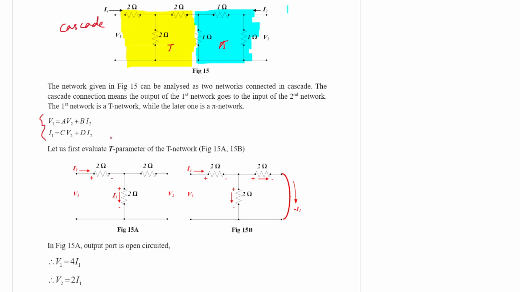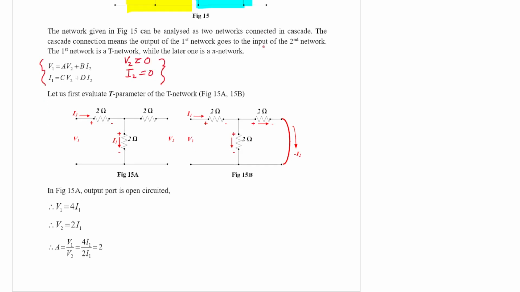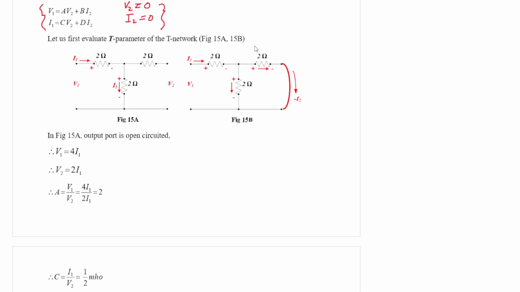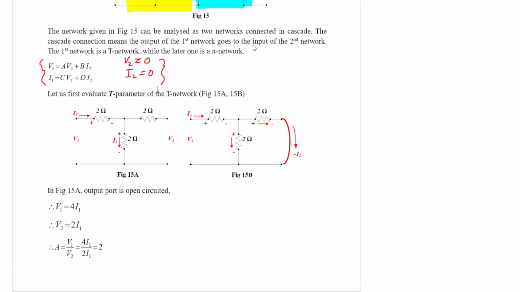So we need to first make V2 equal to 0 at some point of time, and then we have to make I2 equal to 0 at some point of time. So open circuiting and short circuiting of the output port, we have to do both ways. As far as figure 15a is concerned, we are doing open circuiting. So V2 has some value, but I2 has no value. I2 is 0.